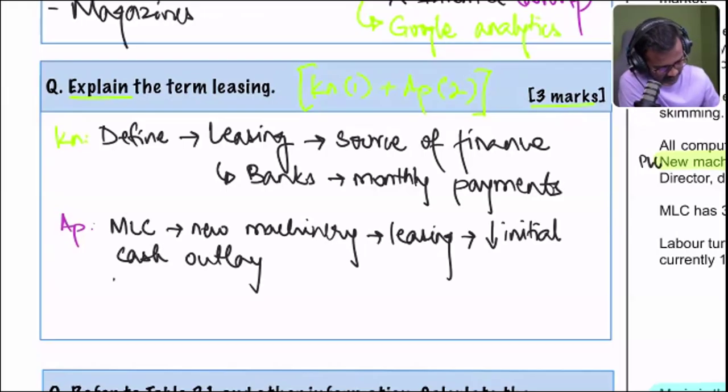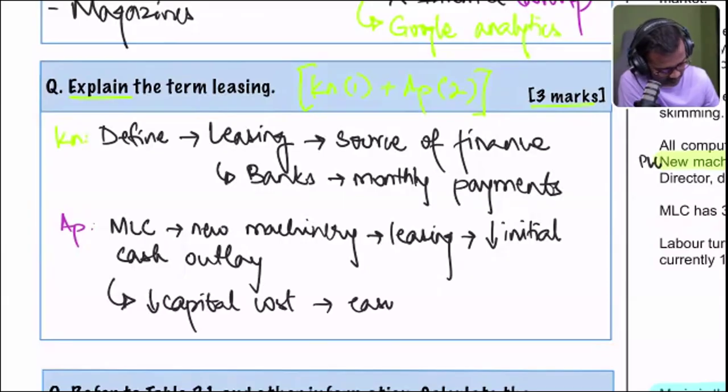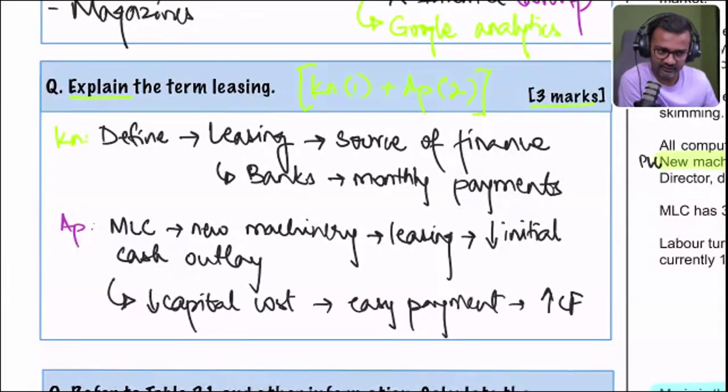right? And what that leads to, remember, you need to bring another layer of application here, is that you have a lower capital cost, right? Which makes it easy payments, which is good for your cash flow. You can mention it like this.